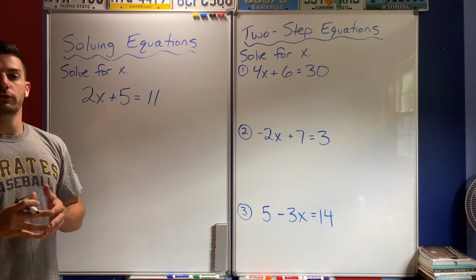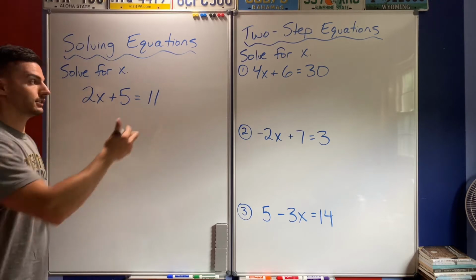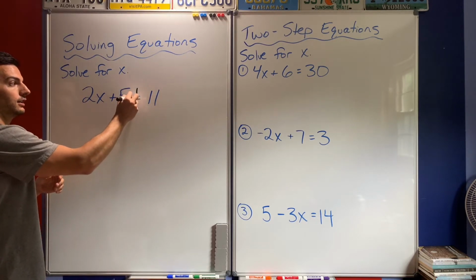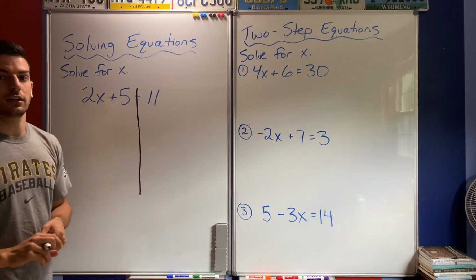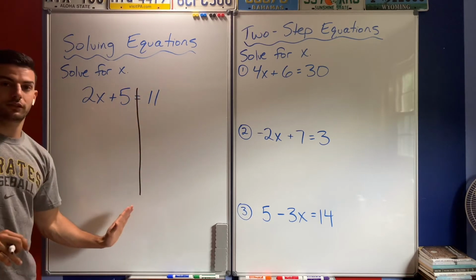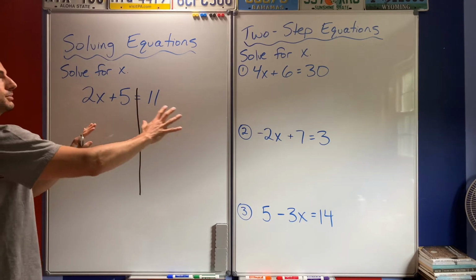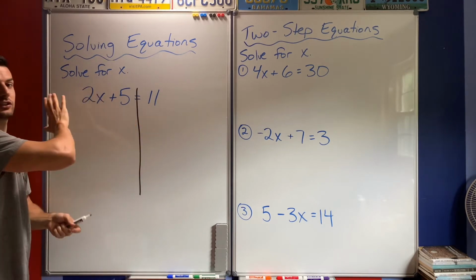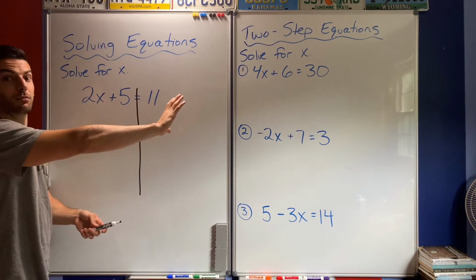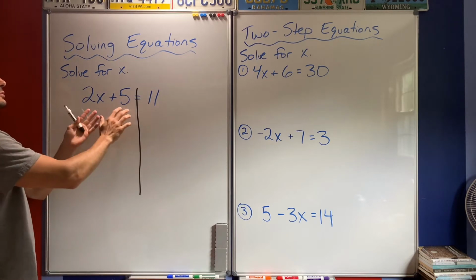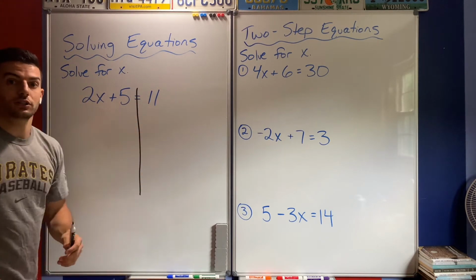So what I like to do before I start any equation is draw a line right down the middle of that equal sign, because that reminds me that there's two separate sides. This isn't just one long string of numbers. It is two separate sides to an equation.